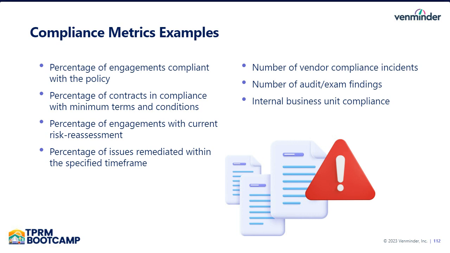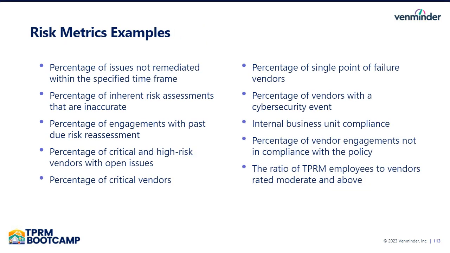From a risk perspective, we might look at the percentage of inherent risk assessments that are inaccurate. Did we have anybody answer those questions wrong? Percentage of critical and high-risk vendors with open issues. Maybe the percentage of vendors that had a cybersecurity event. Again, internal business unit compliance, or the ratio of third-party risk management employees against the number of vendors we have rated moderate and above.